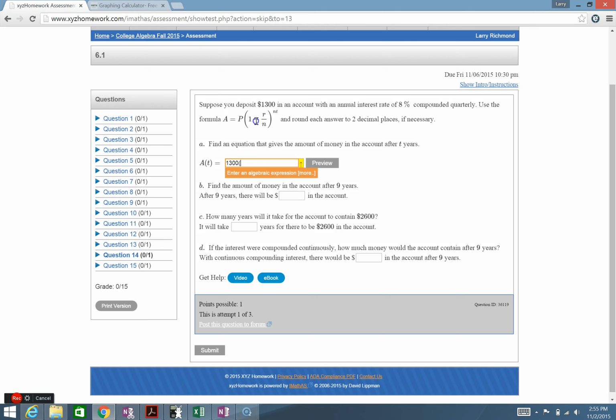Open parentheses. 1 plus R, my rate. Well, our rate is 8%. I'll write that as a decimal, 0.08 divided by n, the compounding periods. This says quarterly. That means 4 times per year, thus n is 4. To the power of n times t, well, again, it's two things up there in that exponent. I need to group it in parentheses. N is still 4, and t is my input variable. I'm going to leave that as t. I've simply filled in all my blanks there.